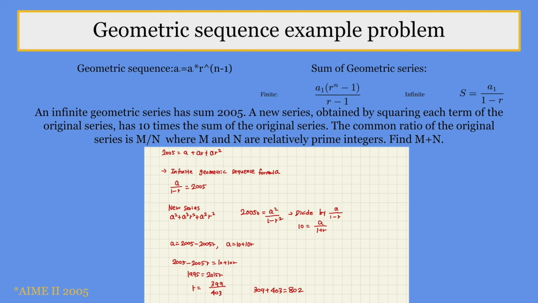2015r equals 1995. So r will be equal to 399 over 403. And then because we are finding the sum of m and n, m will be 399 and n will be 403, and the sum of them is 802.